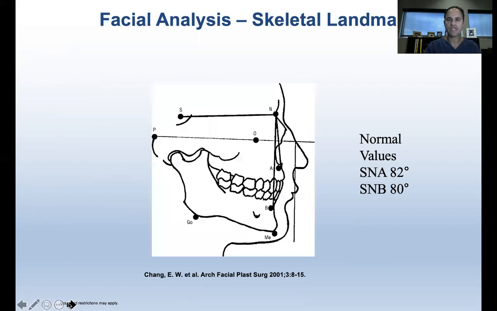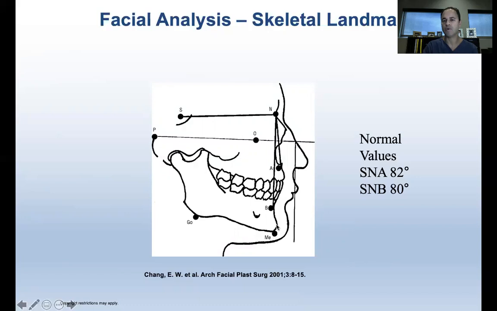In regards to facial analysis, we look at skeletal landmarks, and what's common is to look at the cephalogram. We look at the sella, nasion to point A, which we call the infraorbitale point, and then point B, which is the supramentale point. Point A is the deepest depression in the maxillary spine, and point B is the deepest depression in the mandibular body and symphysis. And then we also look at the menton, which is the inferiormost point of the mandible, and the pogonion as the most anterior projection of the mandible.